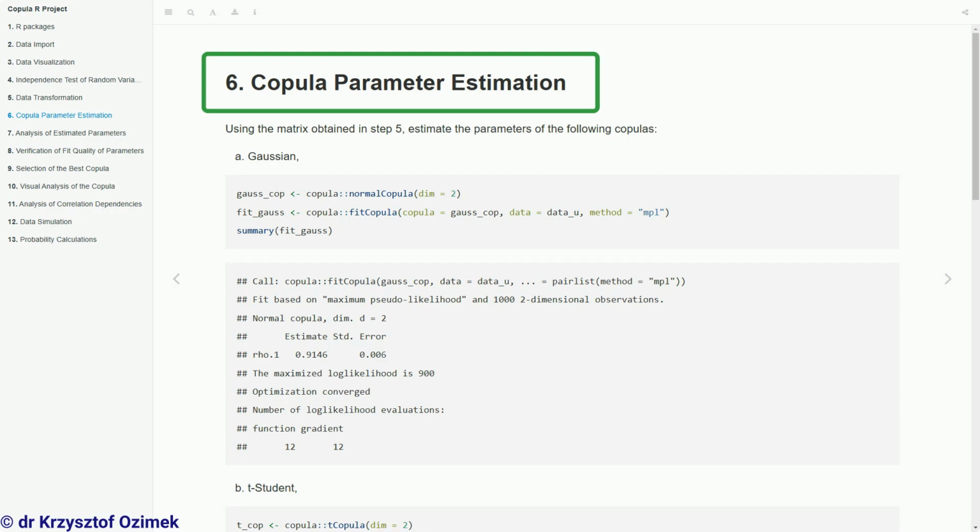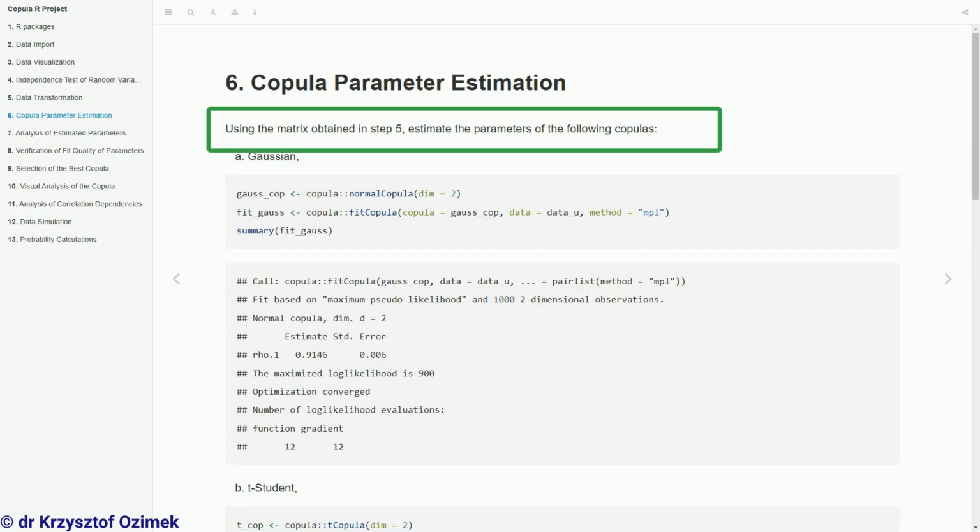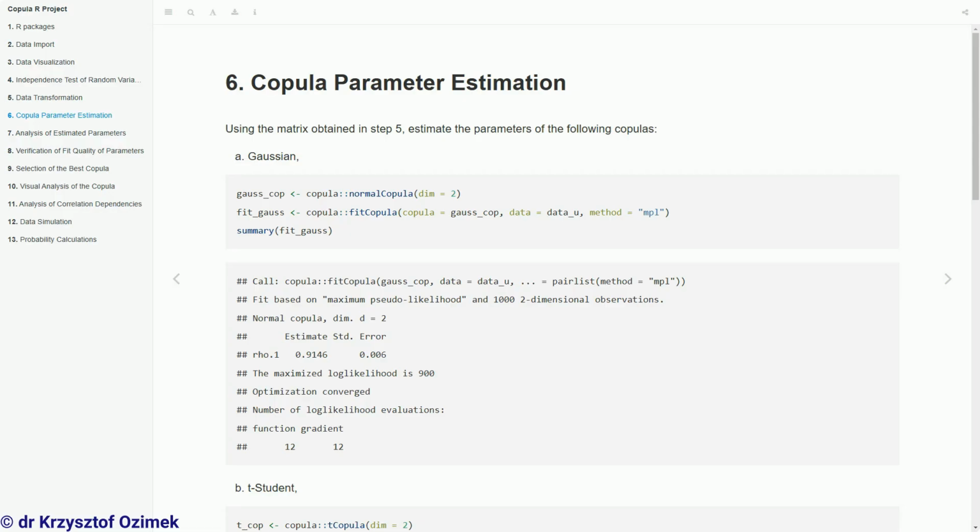We now move on to the sixth stage, which involves estimating the parameters of the copulas. For this, we use the data U object created in the previous step, which contains data transformed into the interval from 0 to 1, inclusive. In this stage, we estimate 4 different copulas: Gaussian, t-student, Clayton, and Gumbel.